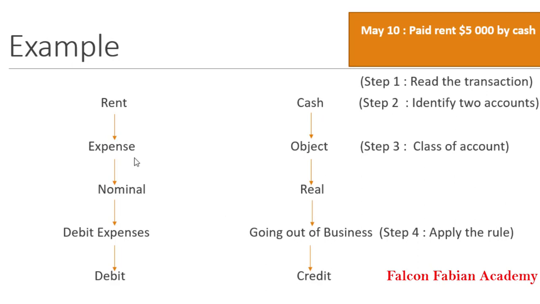Rent is an expense and expenses belong to nominal account, and all expenses are debited. Cash is a resource or an object, therefore it will come under the category real account, and it is going out of the business, therefore it needs to be credited.